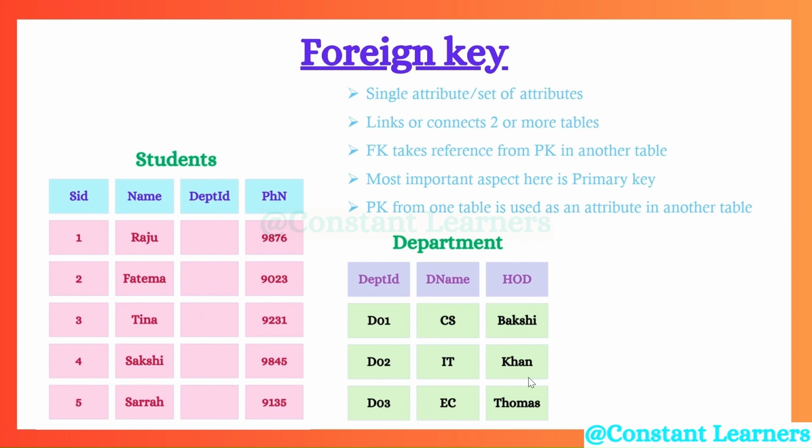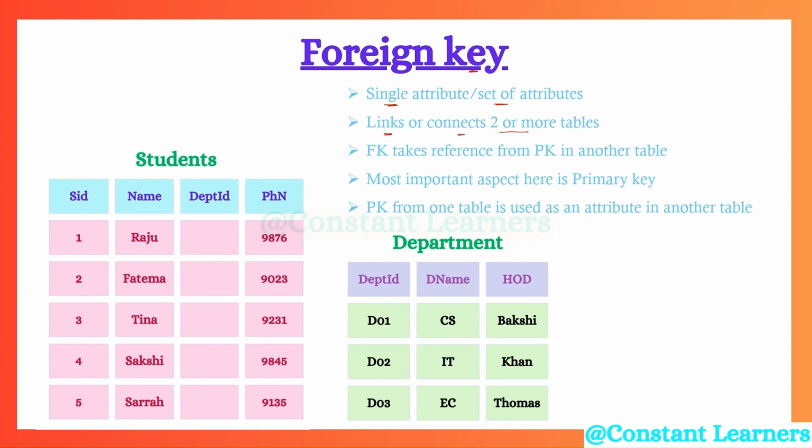Alright, let's get started. Now, we have already discussed keys. Keys are nothing but attributes, right? And a foreign key could be either a single attribute or a set of attributes. A set of attributes means a combination of two or more attributes that helps us to link or connect two or more tables together. That means the job of a foreign key is actually to build the relationships between entities.